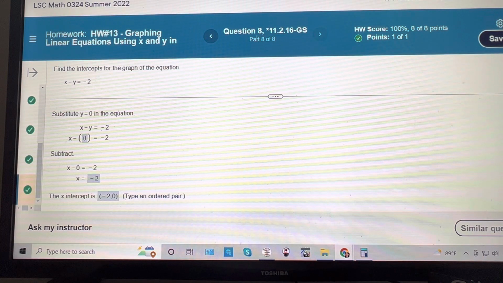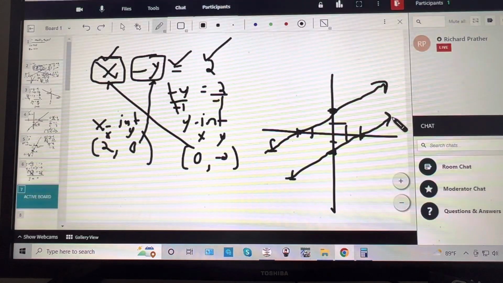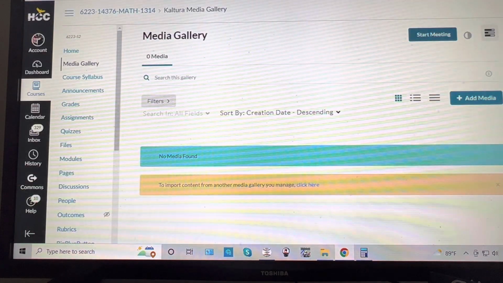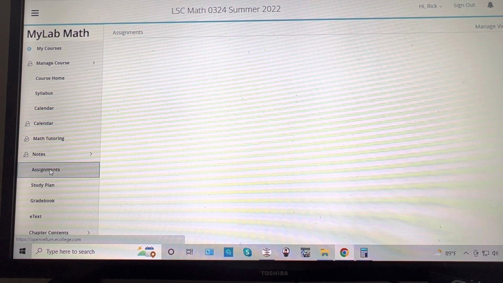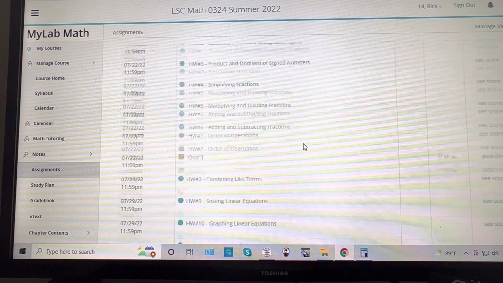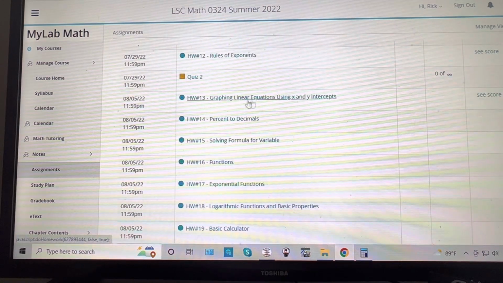Okay, so only 8 questions in homework number 13. And I have 100%, 8 out of 8 on this now. I got all 8 of them. Okay. So that was homework 13, graphing linear equations using x and y intercepts.